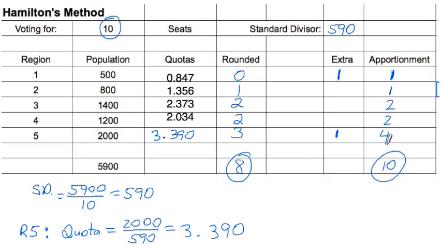So this is each region's representation. Region 5, of course, gets the most because it's the most populous. There are problems with Hamilton's method, one of them being if you increase the number of seats, it is possible that one of the regions actually loses a seat, which is really strange. Also, if you change the population, if it goes up, you also have that possibility of losing a seat because of these rounded numbers. So that would be Hamilton's method.